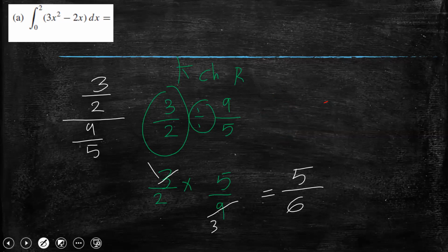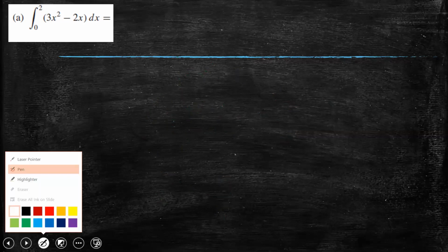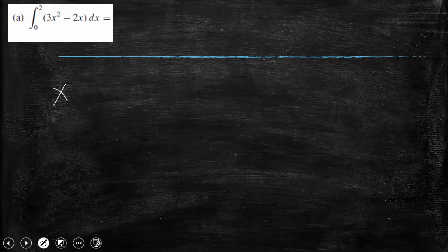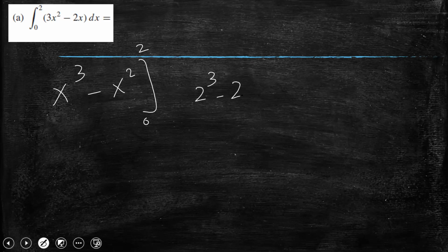Thank you. Here I have this one, but the period is finished. This one is very easy. I will solve its integration. It is x cubic minus x squared, from 0 to 2. 3x squared, like 3x cubic over 3. So it's x cubic minus x squared. So it is 2 cubic minus 2 squared minus 0. 2 cubic is 8, 2 squared is 4. So the final answer here is 4.